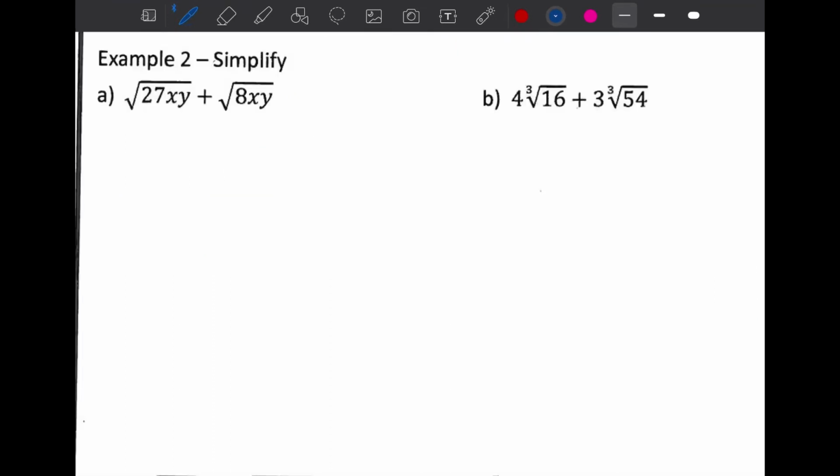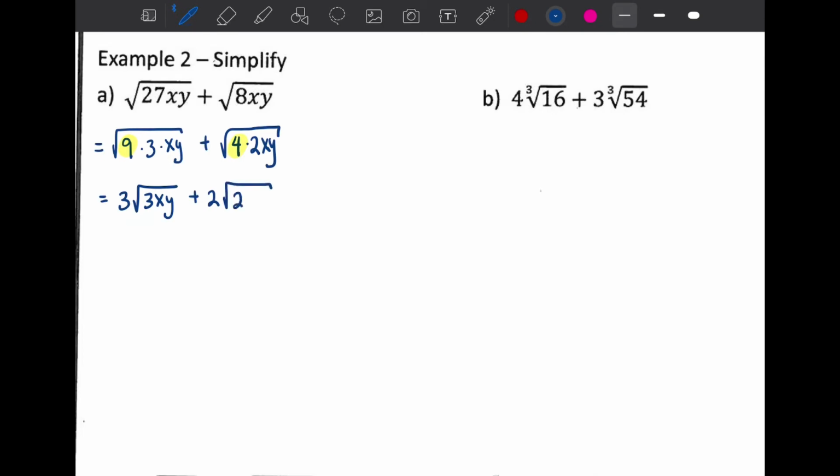Moving on to example 2. Simplify. Part A. First, we need to state the perfect square factor to simplify each radical. So I know 27 is 3 times 9, and x and y cannot be further reduced. And we have 8, which is 4 times 2, and there's x and y. So highlight the perfect squares and rewrite 3 times square root of 3xy plus 2 times square root of 2xy.